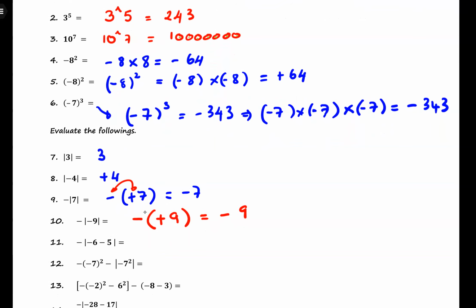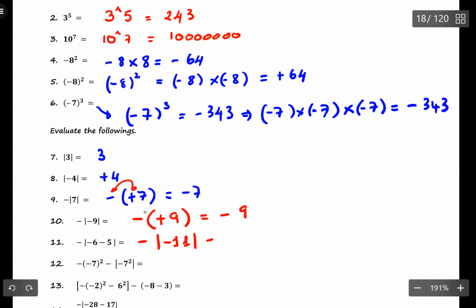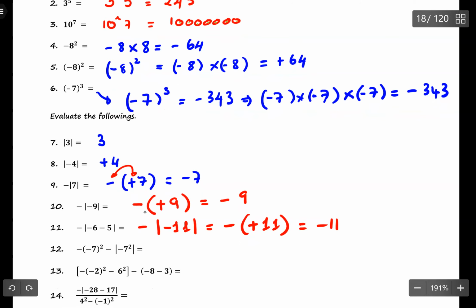Okay, number 11. So again, perform the operation inside the absolute value will give you negative 11 inside here. Then what you do is turn this into a positive normal bracket. So in this case, I should have negative 11. Okay, so for this number, what I should do is I should have negative, and don't forget negative 7, all of it square will give me positive 49.